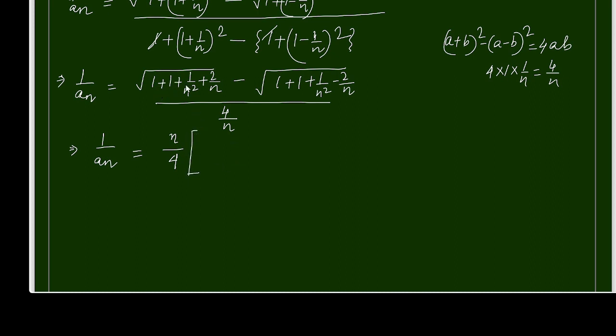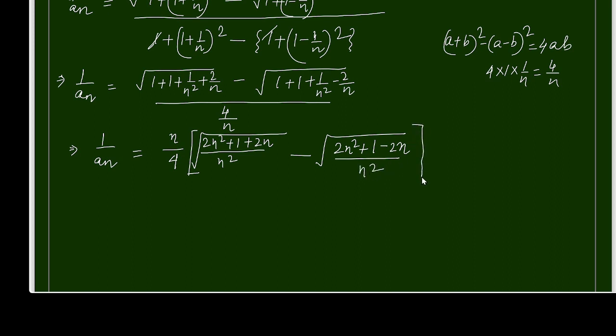1 plus 1 is 2, and this is 2 by n. So if I take the LCM, it will be n square, 2n square plus 1 plus twice n. And here it will be minus, of course there is square root 2n square plus 1 minus 2 times of n by n square. So if we take this n square out of the square root, it will become n. This will also become n, which can be cancelled with n.